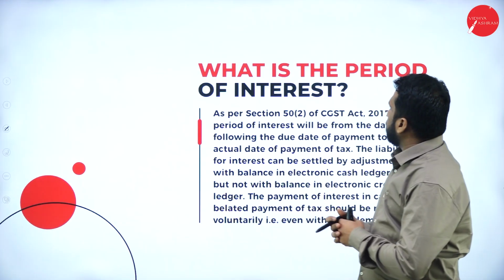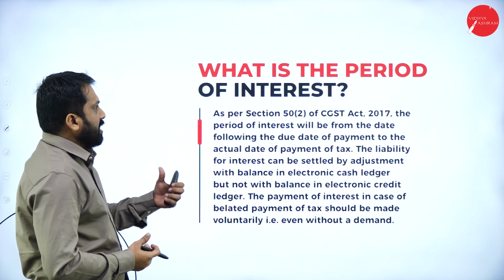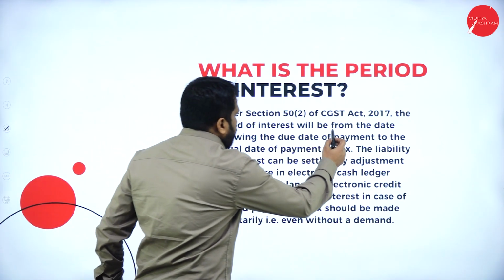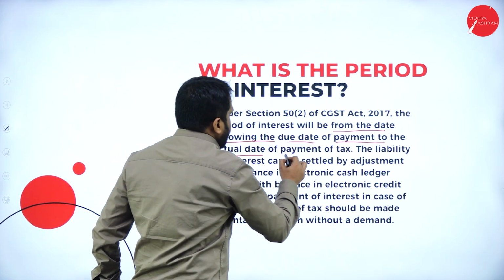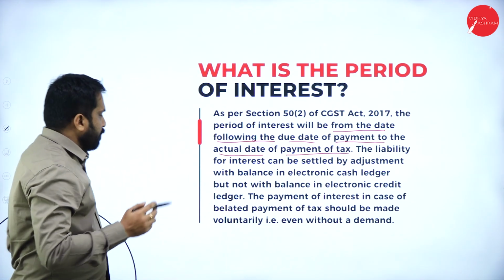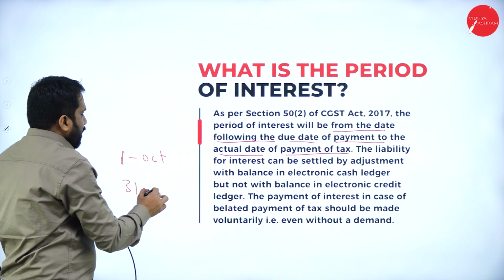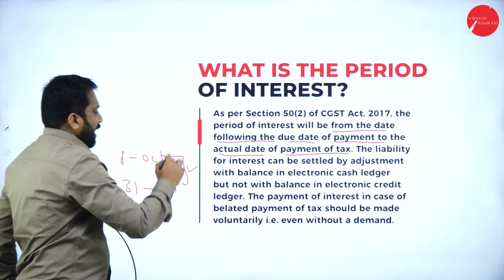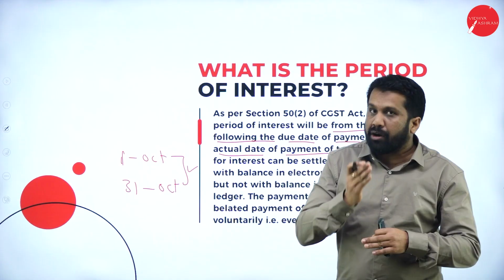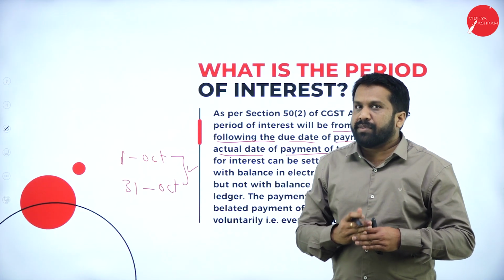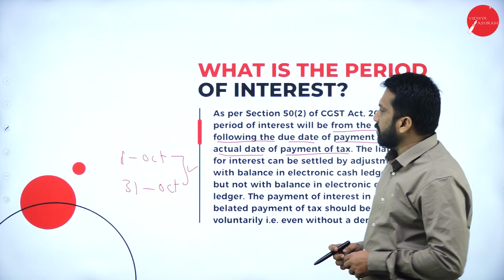Next, what is the period of interest? As per the section, the period of interest will be from the date following the due date of payment to the actual date of payment of tax. For example, your due date is 1st October. You paid on 31st October. For this 1 month, interest will be calculated on your tax. Along with interest, remember you have a penalty also. Interest, as I have mentioned, is 18% per annum. Almost it comes to 1.5% per month.